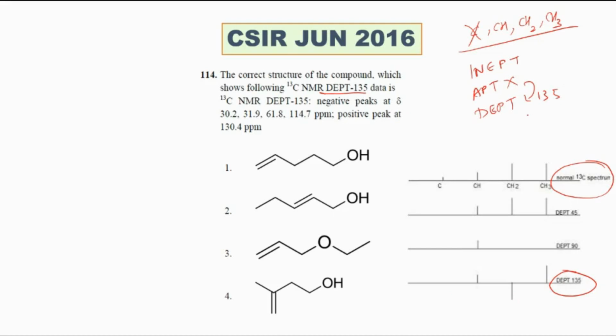So normally in DEPT 135, there are positive peaks and negative peaks. Positive corresponds to CH and CH3, that is methine and methyl. The negative corresponds to CH2. And the DEPT 90 corresponds to only CH.